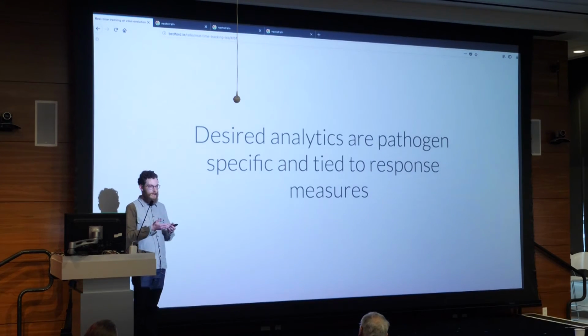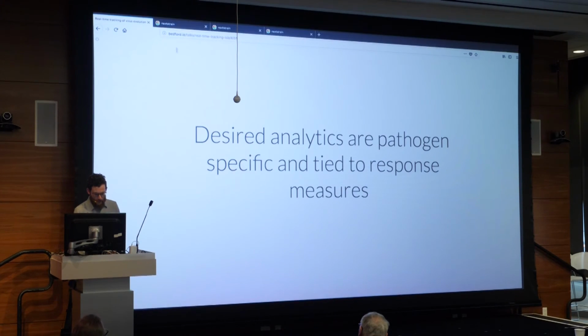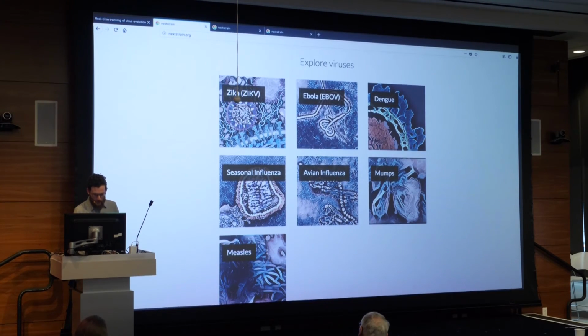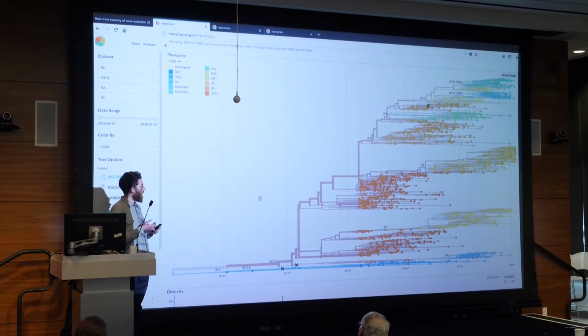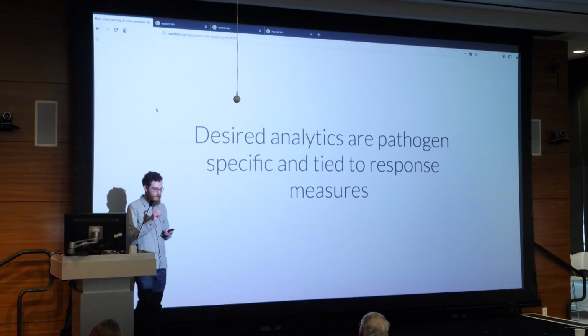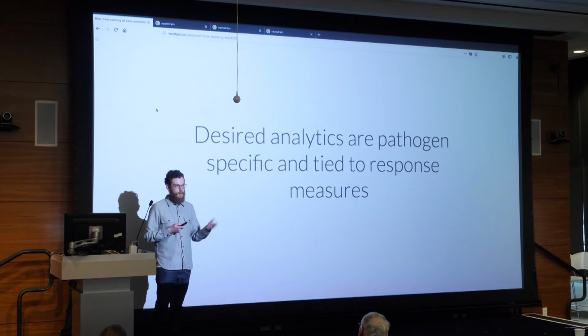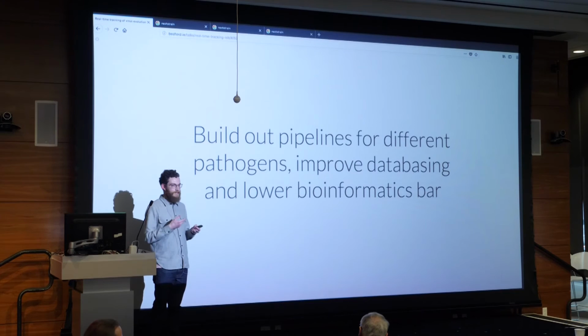Generally, the desired analytics are pathogen-specific and tied to outbreak response measures. In another example, related to Jeff's talk earlier, we have seasonal flu, and we're trying to predict which strains will be circulating. For flu, it's really what strains are circulating rather than where, because the response measure is how to make a better vaccine and which strains to put in the vaccine, whereas for Zika, it's where we should target our vector control. For Ebola, it might be something like contact tracing. So these measures are very much pathogen-specific.